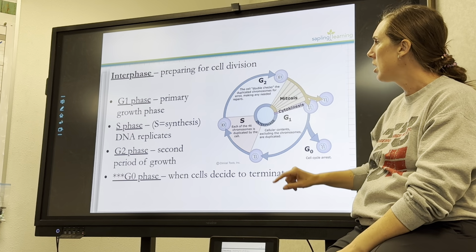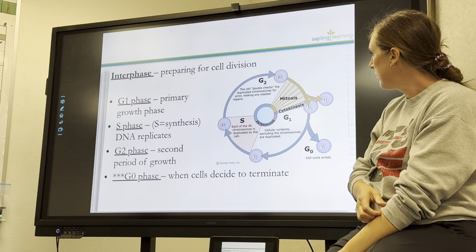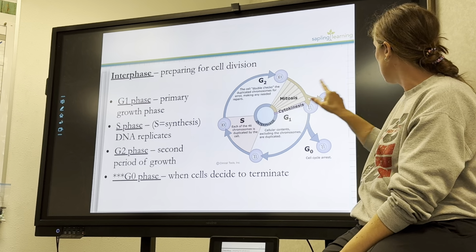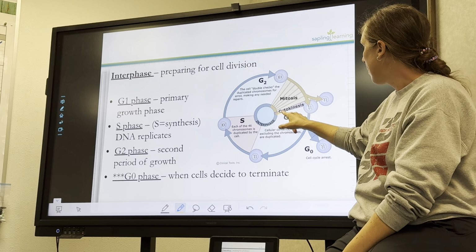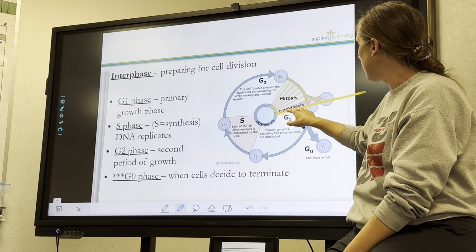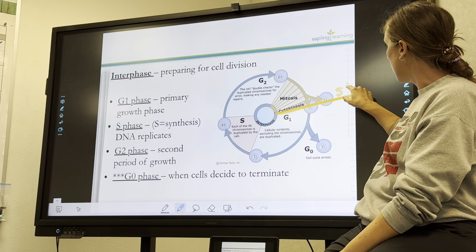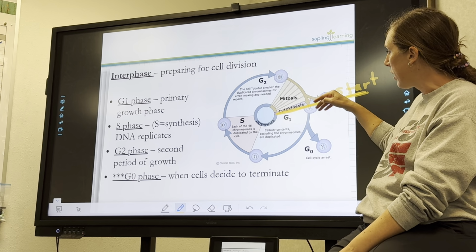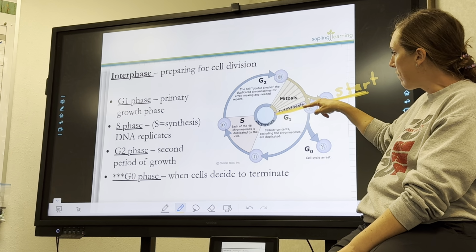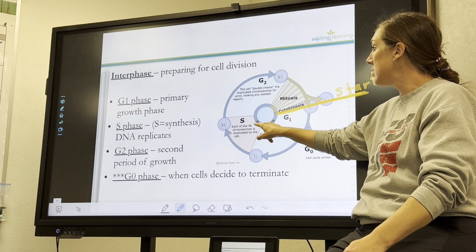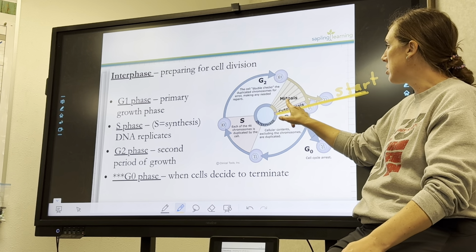Ready? Okay, so once again, y'all, this is such a weird picture. You need to take your pen or pencil, put a line right here, right where G1, and this is start. Okay, and it goes around this way. So, what is my first stage? Good. All of this is interphase, then mitosis and cytokinesis.